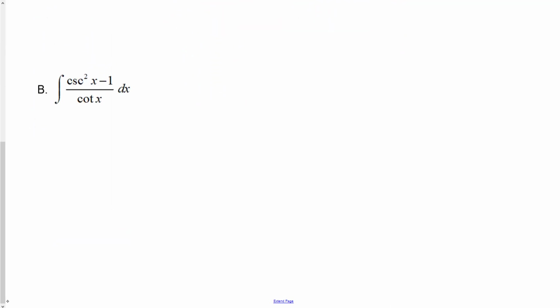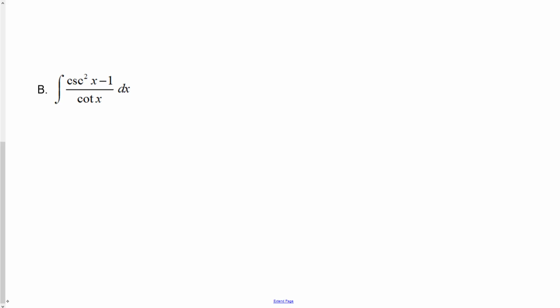Next up, the integral of cosecant squared x minus 1 divided by the cotangent of x dx. Here, if we look at the denominator, it's clearly not the derivative of the numerator, but we may have to use some identities to reduce this in such a way that we can actually perform this integral.